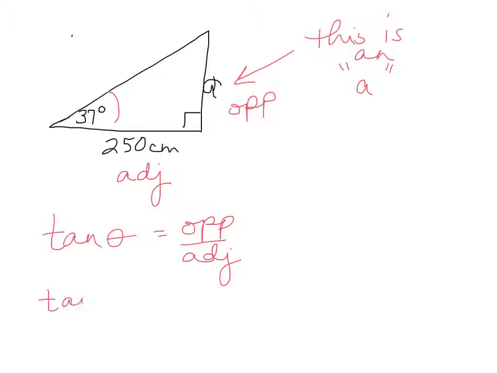We have the tangent at 37 degrees, so I'm going to fill in 37 for my angle. I do not have the opposite, so I'm going to put A there. That is an A. And for adjacent, I'm going to put 250. So you're going to use your calculator here because your calculator needs to tell you what is the tangent of 37 degrees. In your calculator, before you do this, make sure you have it set to degrees and not radians. Radians are when you deal with pi over 6, pi over 2.